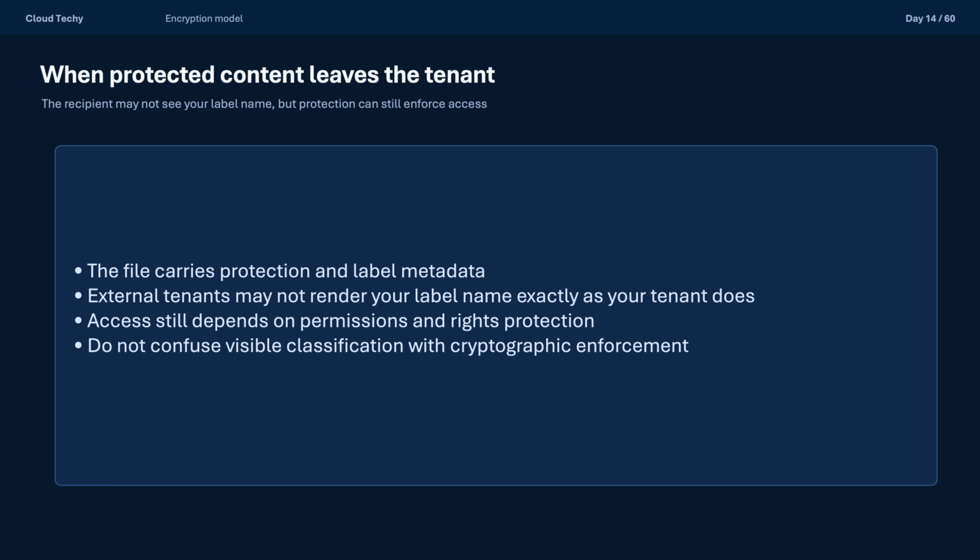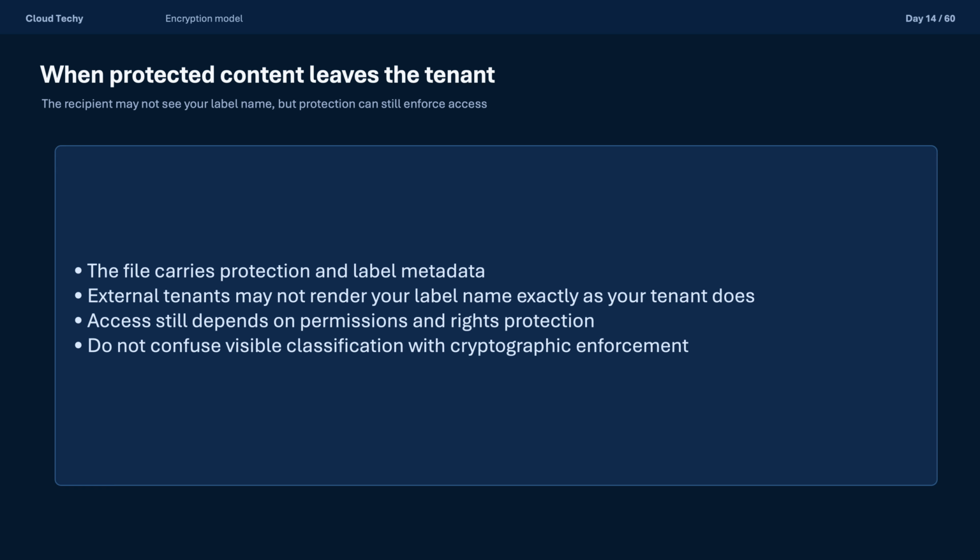Cross-tenant behavior is a common source of confusion. When a protected file leaves your organization, the visible label name and the actual protection are not the same thing. An external recipient might not see your exact label name because their tenant does not share your label catalog, or because their application does not render your organization's label information in the same way. That does not automatically mean protection failed.